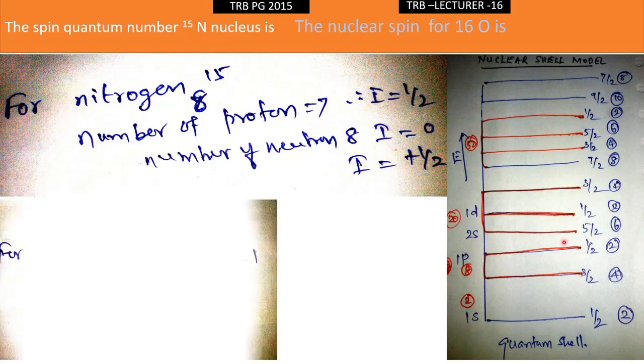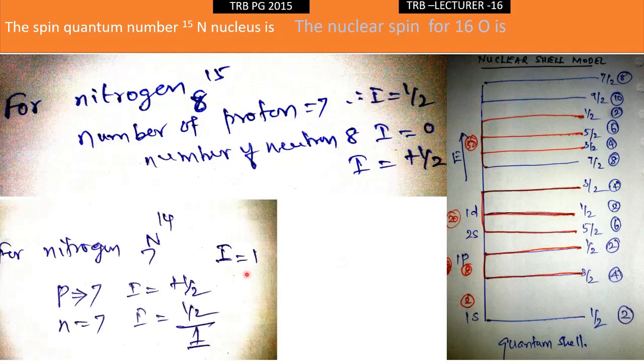Okay. So one more example. See that. Here for nitrogen 7, 14: proton 7, so the I value is half. 2, 6, 1, 7. The seventh proton is in this nuclear level, so it is half. And neutron 7. So again for neutrons, here 2 neutrons, 4 neutrons, 6, and the 7th neutron goes to this energy level, the 1p level, which has its own I value. So adding the totals, you get 1. So for this nucleus I is equal to 1.